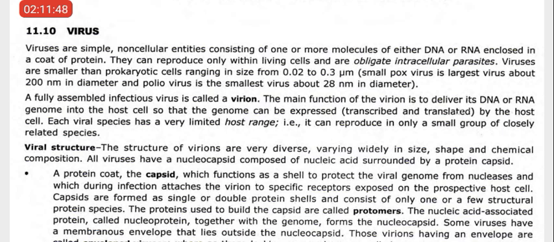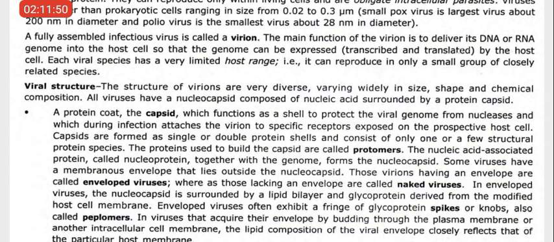Viral structure. The structure of virions is very diverse, varying widely in size, shape, and chemical composition. All viruses have a nucleocapsid composed of nucleic acid surrounded by a protein capsid. The capsid functions as a shell to protect the viral genome from nucleases and, during infection, attaches the virion to specific receptors exposed on the prospective host cell. Capsids are formed as single or double protein shells and consist of only one or a few structural protein species. The proteins used to build the capsid are called protomers.